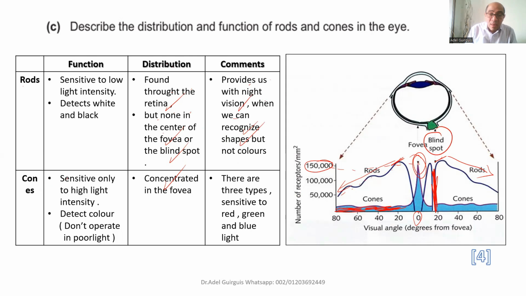What about cones? Sensitive only to high light intensity at daytime, or intense light. They detect what? They detect color. They do not operate in poor light, I mean darkness. There are three types of cones: red, green and blue, found in the retina.